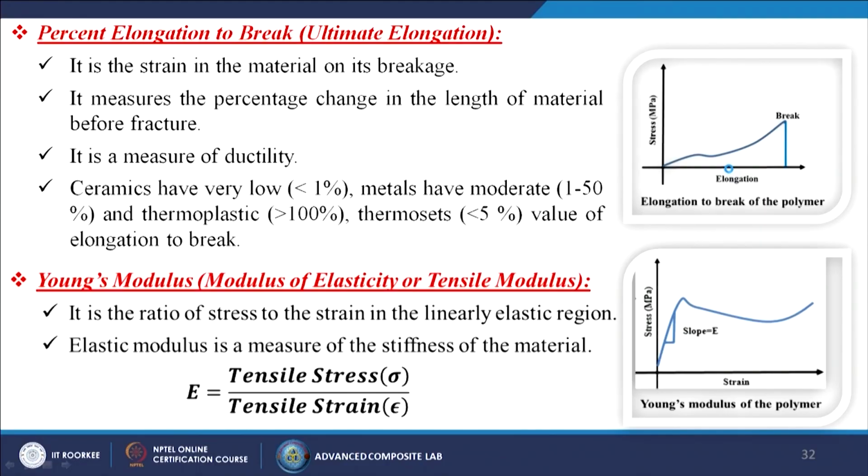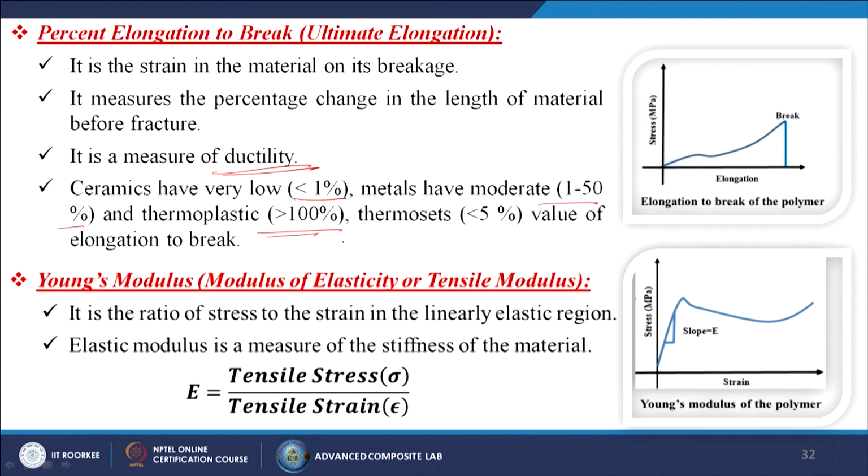Suppose we have one polymer and we are pulling it, then it will elongate and elongate, and after a certain time it will fail. So, it measures the percentage change in the length of material before fracture. It is a measure of the ductility. Ceramics have very low, less than 1%, metals have moderate, generally 1 to 50%, thermoplastics more than 100%, and thermosets also less than 5% elongation to break.